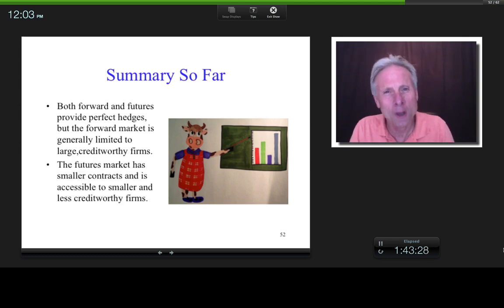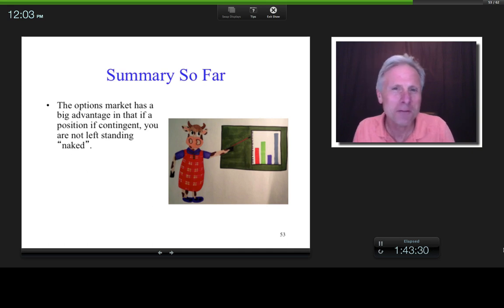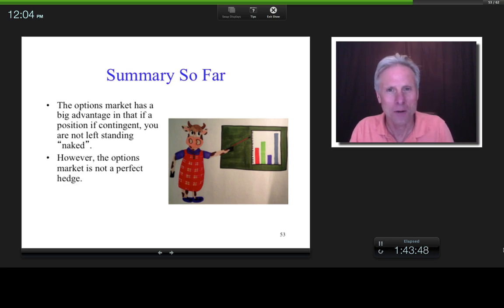If we look at the options side, okay, big advantage is for contingent situations. All right, so you're not left standing naked or totally exposed with that forward contract example I gave. But the options market is or is not a perfect hedge? It's not, right? The options market is not a perfect hedge. And futures and options available for all currencies or less risky currencies? Less risky currencies, right?